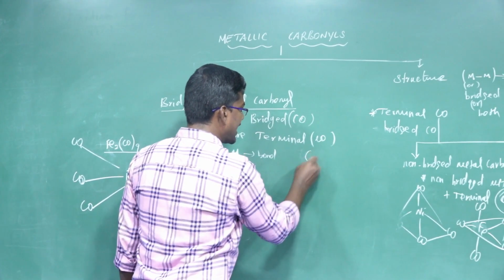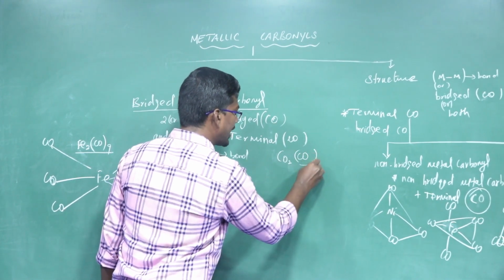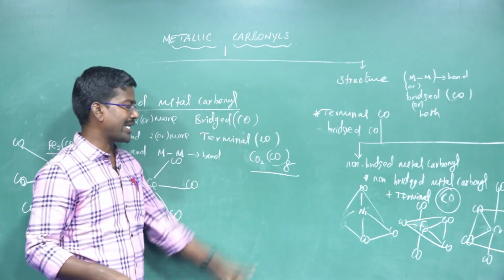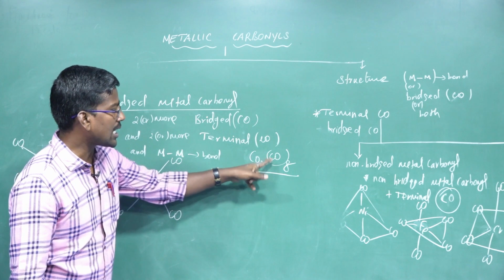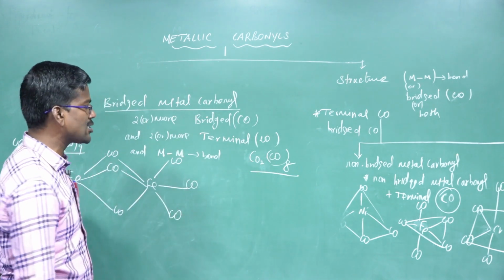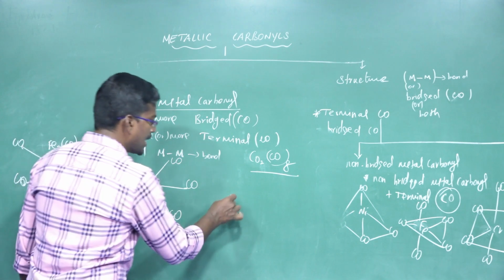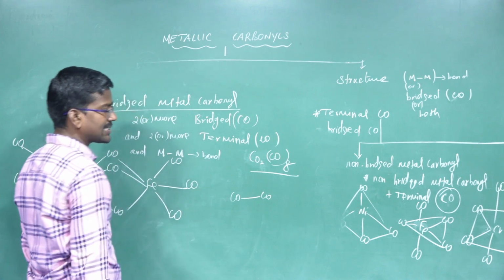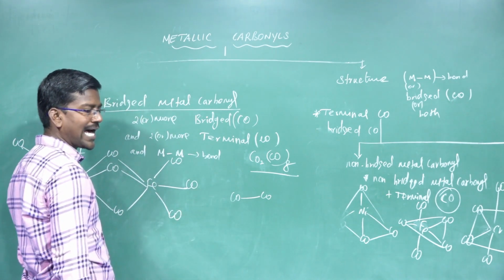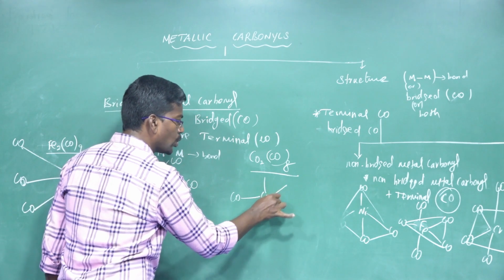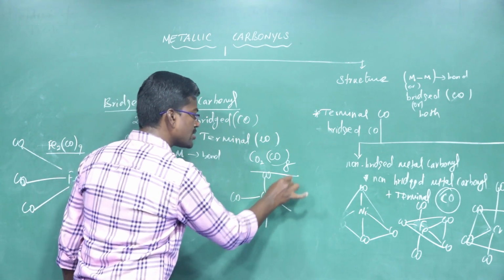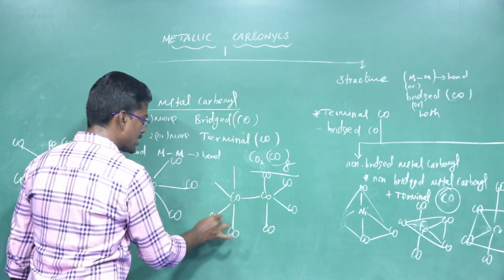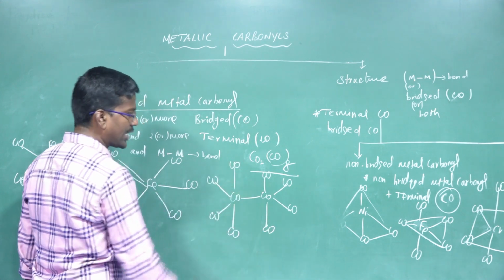Co2(CO)8, dicobalt octacarbonyl compounds. Dicobalt octacarbonyl exhibits two possible isomers. In one, the cobalt metal is directly bonded with another cobalt metal. Totally, how many ligands are there? 8 ligands are there. Each cobalt metal is directly bonded with 4 ligands: 1, 2, 3, 4 CO. It is one isomer.